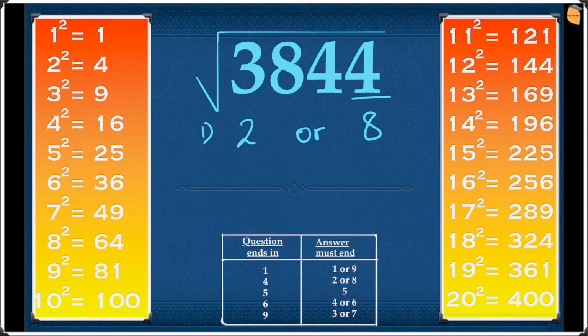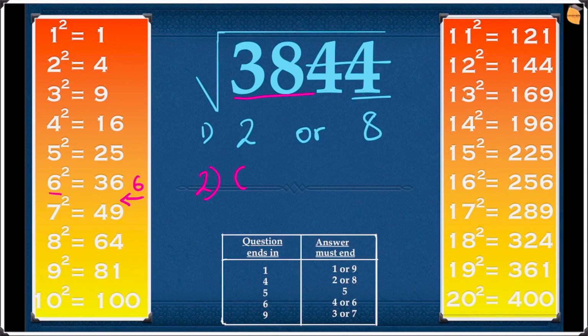Okay, so now cross out the last two digits. Now we are going to look at the 38. So where does this 38 fit in the squares table? As we all know, it's going to fit in between 6 squared and 7 squared. So that's going to be our second step. We have to choose a smaller number, which is going to be 6.